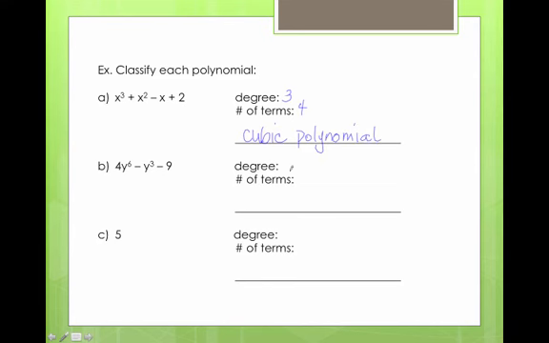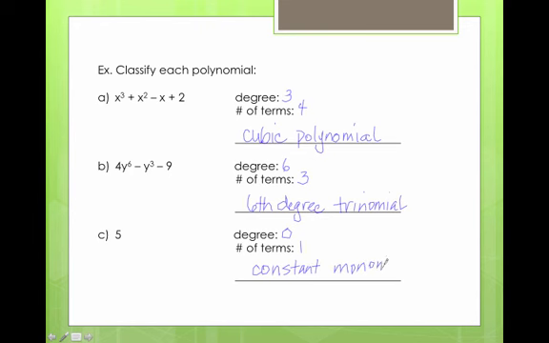Okay, go ahead and pause for a second, come up with these. 6 degrees, 3 terms, makes it a 6th degree trinomial. And 0 degree, 1 term, makes it a constant monomial.